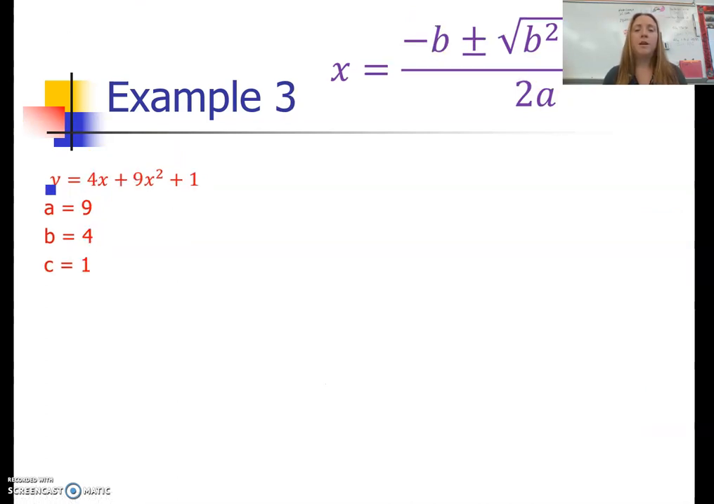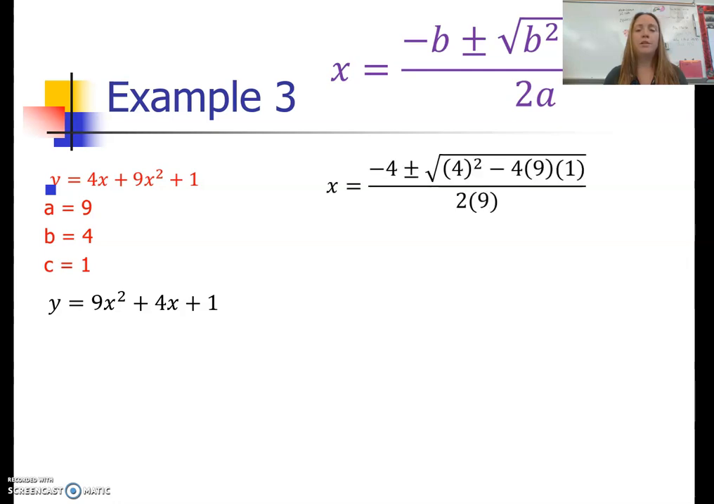Okay, let's do one more. So we have 4x plus 9x squared plus 1. This is what I was saying, is we got to make sure we put it in standard form before we identify. So we get 9x squared plus 4x plus 1. Identify, we get 9, 4, and 1. Substituting it into the quadratic formula. So this is just substituting the values into the formula. Negative 4 plus or minus the square root of 4 squared minus 4 times 9 times 1. And on the bottom is 2 times 9.